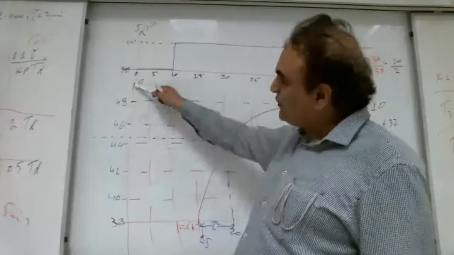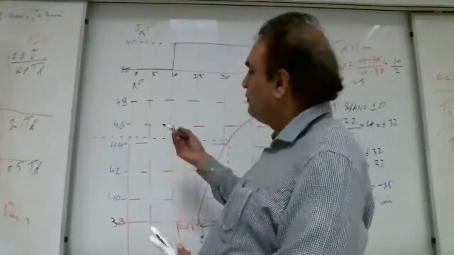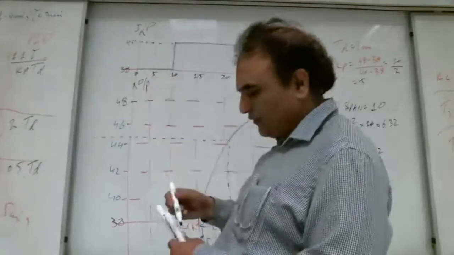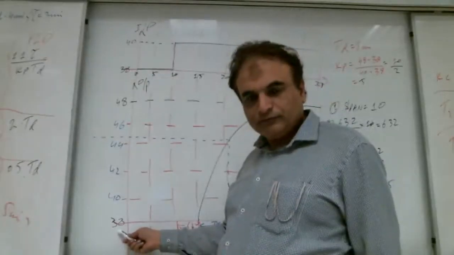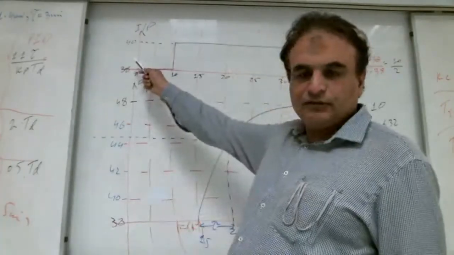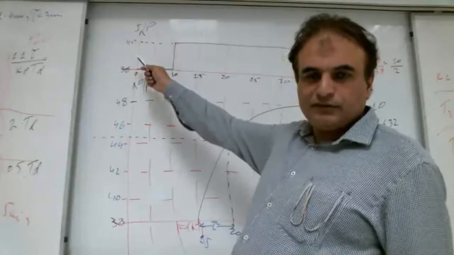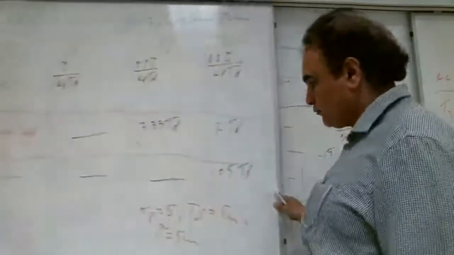Okay, what is the change for the output? How much change for the output? 48 minus 38, that is 10. So 10 by 2, how much? 5. I solved it with you, teacher.